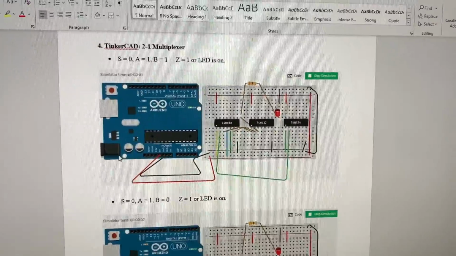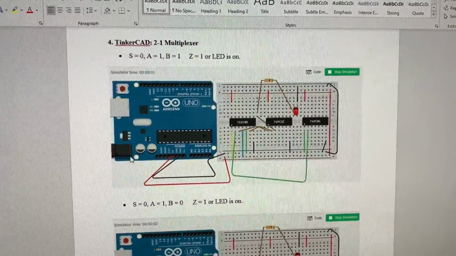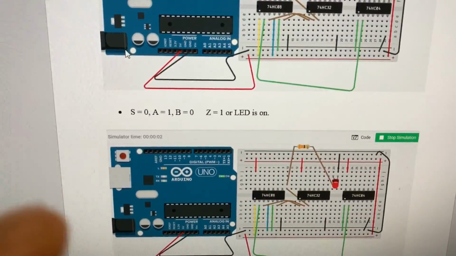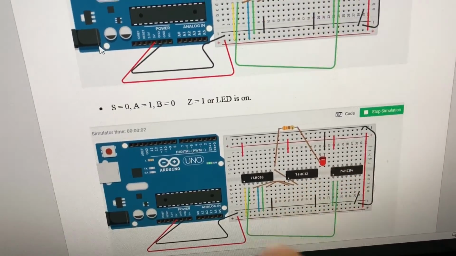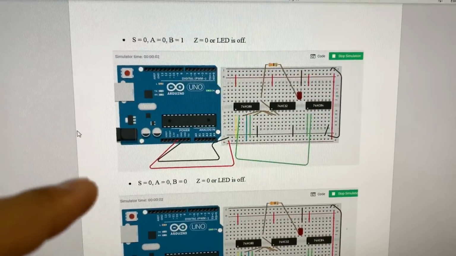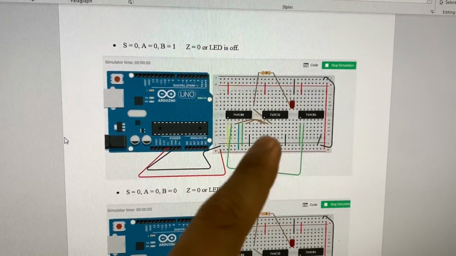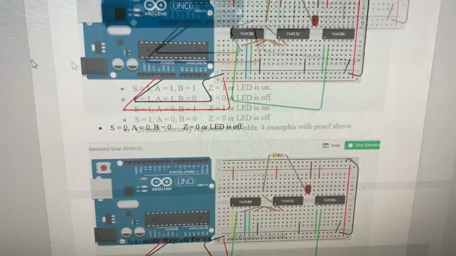So this is question 4, and I outlined 2 cases here where S is equal to 0 and A and B are 1 and the LED is on. Then you can see it's on. And this one where S is equal to 0, A is 1 and B is 0 and the LED is on, and it's on. Here are 2 more cases for question 4, and in these ones the LED is off, and you can see that it's off, and you can see that it's off in this case too.